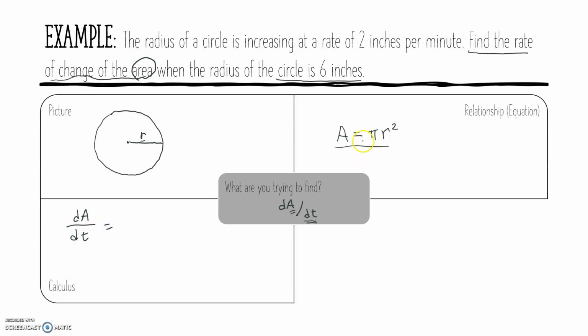On the other side of the equal sign, we have 2 times pi times r to the 1 power times, now we're going to use the chain rule because r is a function of time as well, times dr/dt.